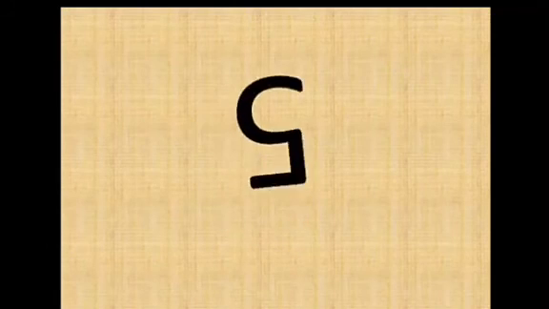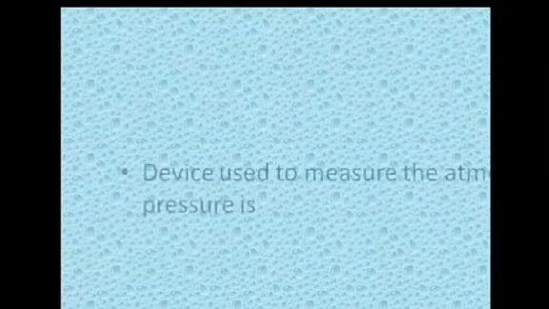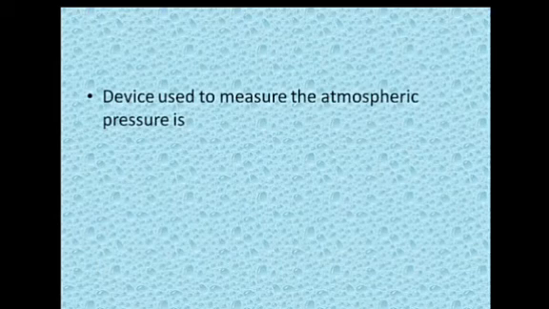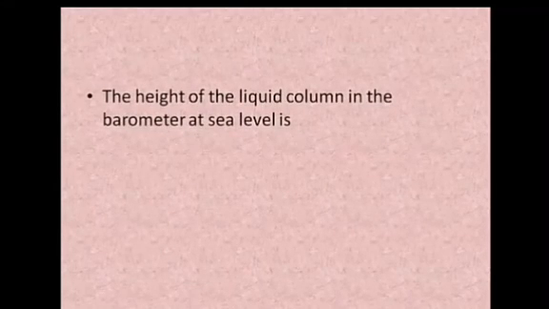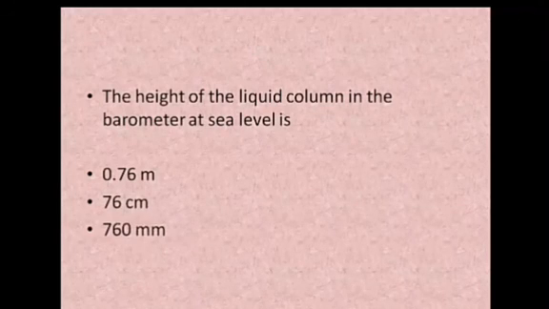Question number 5. Device used to measure the atmospheric pressure is? Yes, barometer. Who invented it? Torricelli. Question number 6. Height of the liquid column in the barometer at sea level is? Yes, 0.76 meter or 76 centimeter or 760 millimeter. All the three are the same.